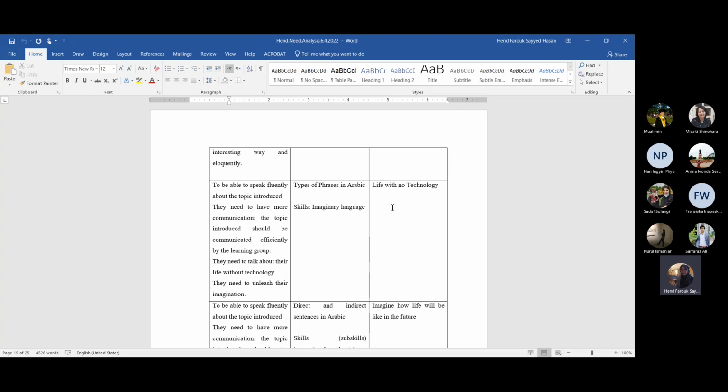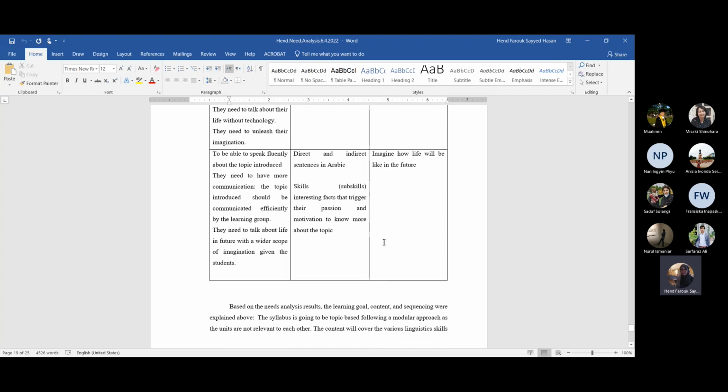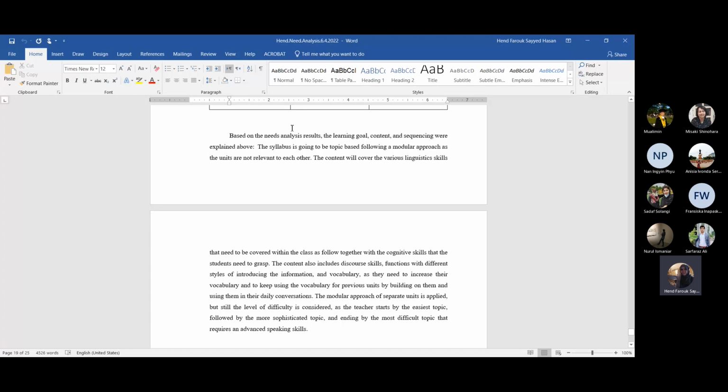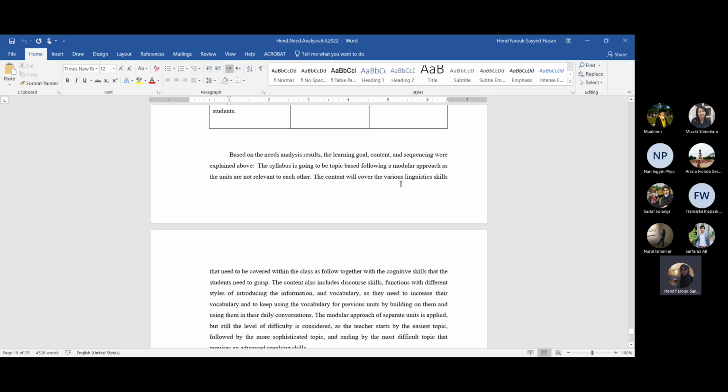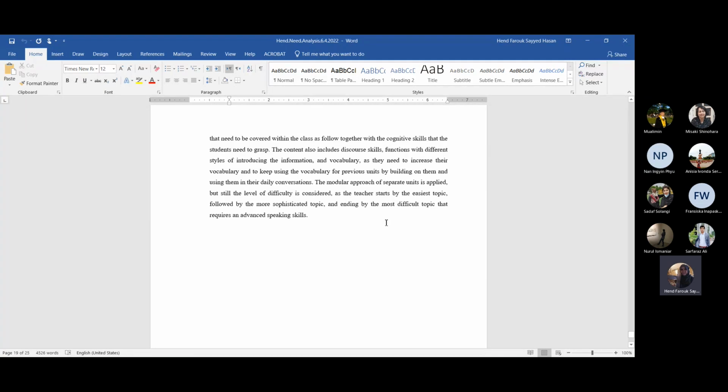And as you can see, these topics are getting gradually more difficult one by one, so by the end of the topics, it's the most sophisticated, because this is supposed to be the 12th session. The final one is to imagine how life will be like in the future generally. Based on the needs analysis, the learning group content and sequencing were explained as above. The syllabus is going to be topic based, following a modular approach as the units are not relevant to each other. The content will cover the various linguistic skills for the Arabic language, but mainly focusing on speaking, as I explained.